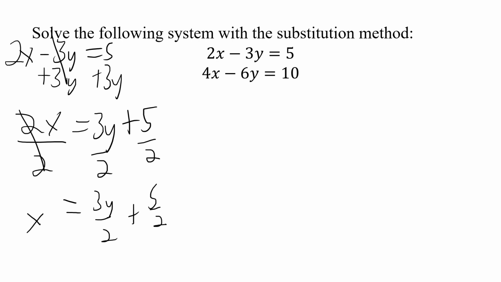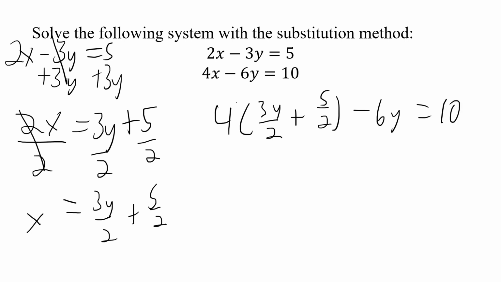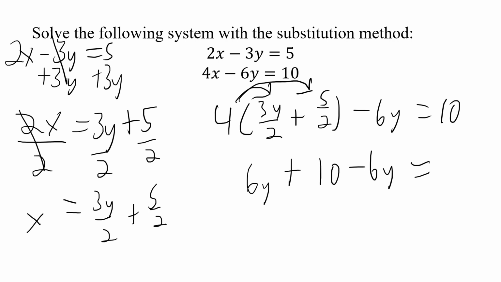And now that I know what x is, I can move on to the second equation and replace that x with what it is. So instead of 4x, it's now 4 times 3y over 2 plus 5 over 2, minus 6y equals 10. And it's distribute time. 4 divided by 2 is 2. 2 times 3y is 6y. 4 divided by 2 is 2. 2 times 5 is 10. Minus 6y just comes down from the top, and the 10 just comes down from the top.